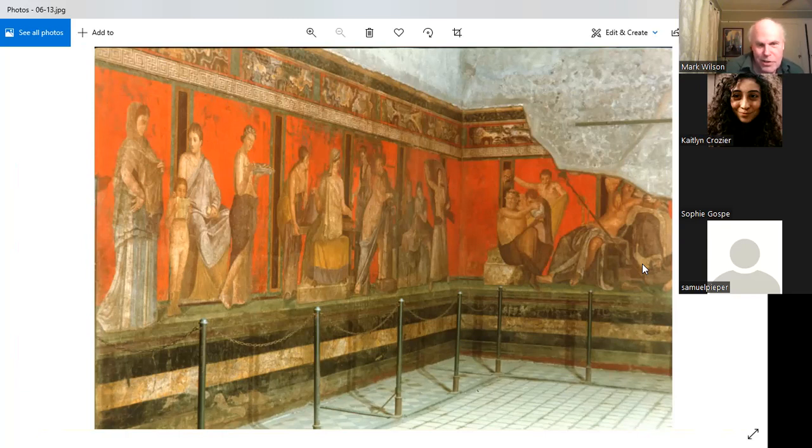And so when they rediscovered Pompeii, these wall frescoes, hundreds of them all over Pompeii, were still almost as sharp and bright as the day they were made. Pretty impressive. Yeah, so those are original colors. Any other questions before we take a break?